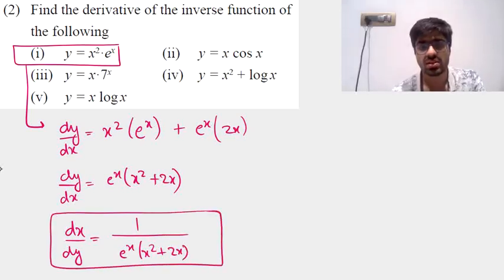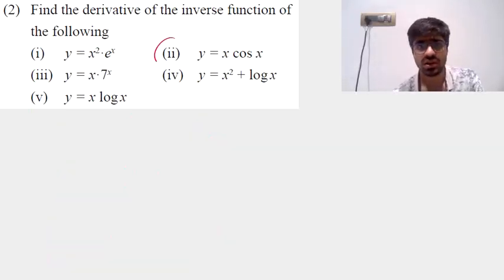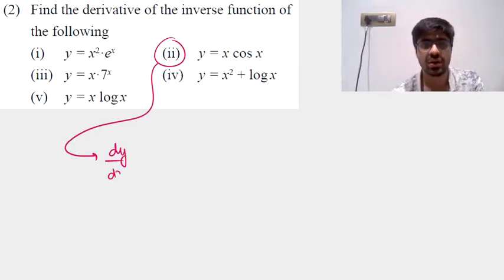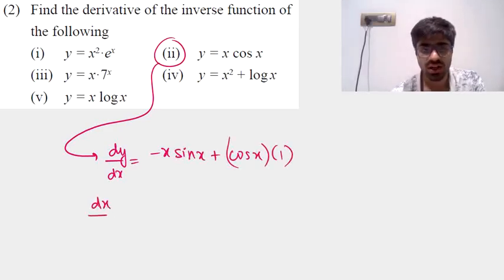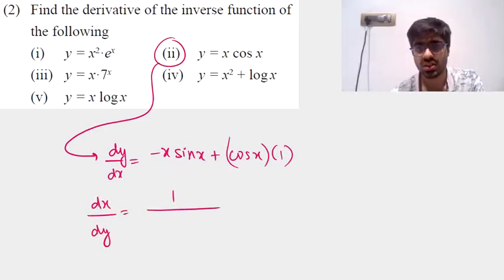Yeah, so that's how we are answering the first question. We similarly continue with the second one. Again, dy by dx will be calculated by the uv rule. So we have x into the derivative of cos x, which is x into minus sin x, so minus x sin x, plus cos x into the derivative of x, which is equal to 1. So dx by dy will be the reciprocal of this, that is 1 upon, I can call it, cos x minus x sin x.